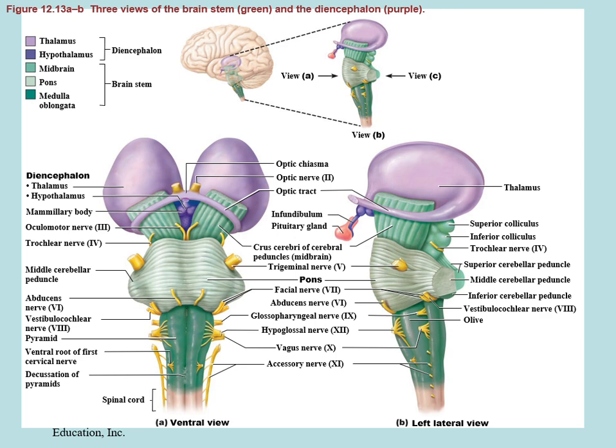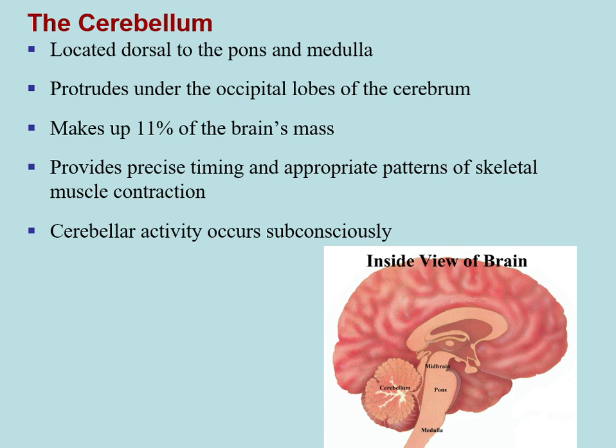Alright, here we can see a view of the brainstem. So you can see under the purple diencephalon, you have the midbrain, the pons, and then the medulla oblongata. And it's the medulla oblongata that is going to be continuous with the spinal cord.